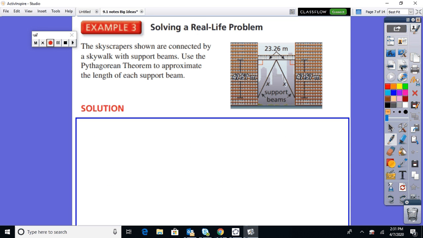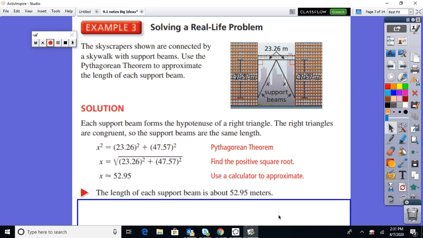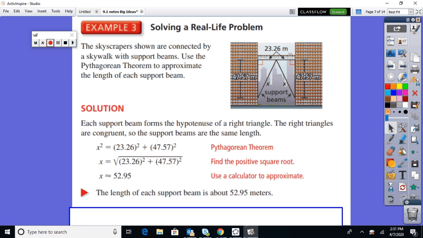All right, so moving along. Example 3, the skyscraper shown connected by a skywalk. Use Pythagorean theorem. So many real-life examples with Pythagorean theorem. So many different ways a right triangle can be presented with a missing side. And so here's just one of them. Each support beam forms the hypotenuse of a right triangle.